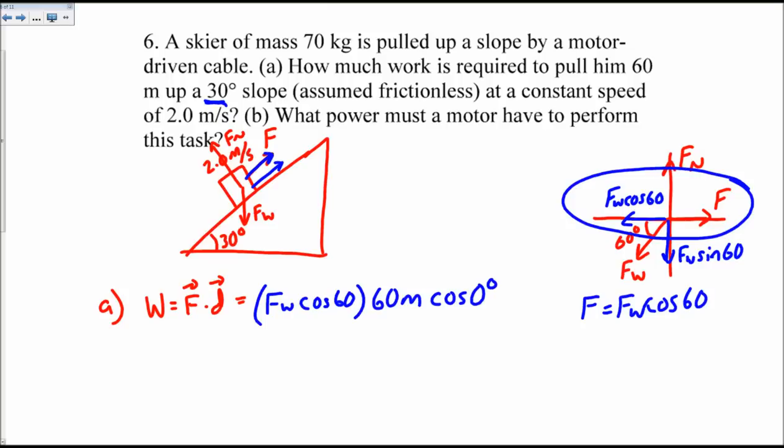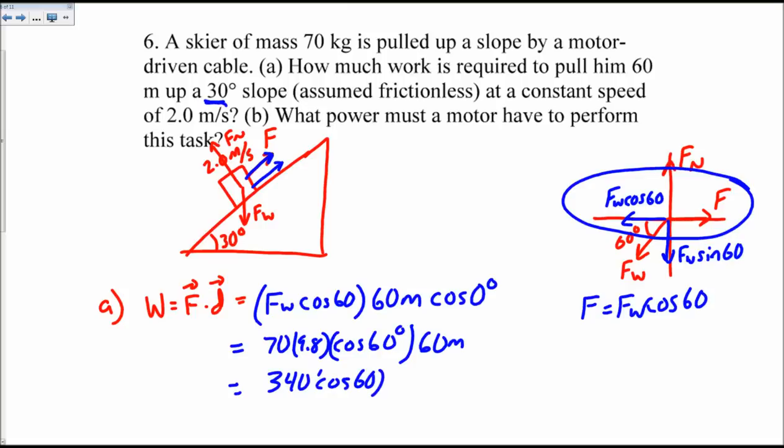And in this case, I think it's easier just to determine the force, which is a component of the weight, and then that force is in the same direction as the displacement. All right, so now we're almost there. The weight is just 70 times 9.8 times cosine of 60 degrees times 60 meters, and then cosine of 0 is just 1, so 70 times 9.8 is 340. And that's equal to 20,000 joules.